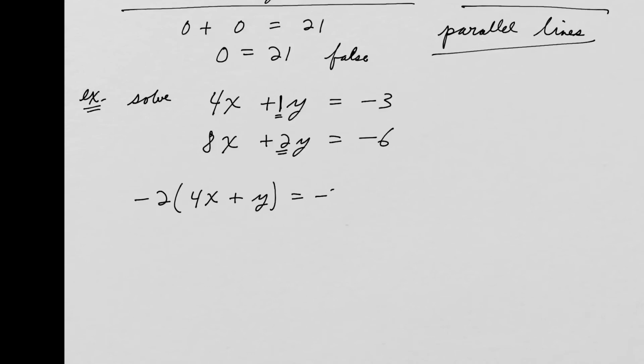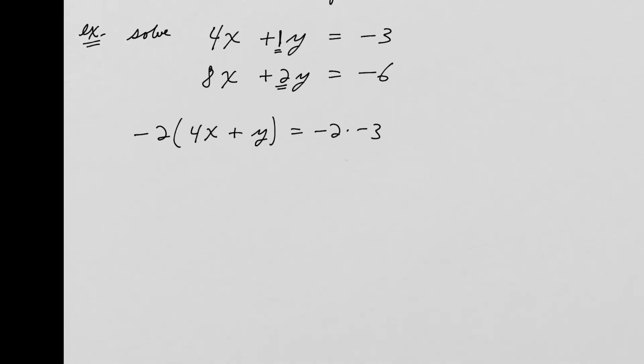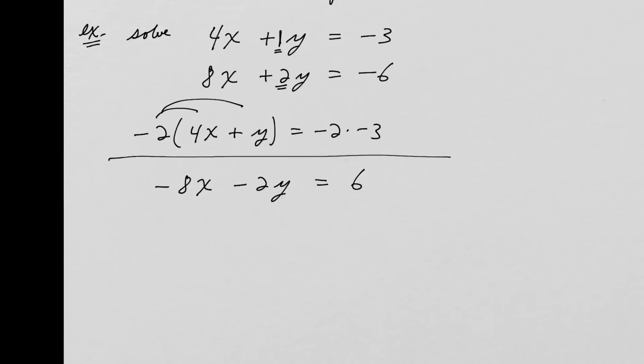And again, don't forget to multiply the right-hand side. It's an easy thing to forget. Both sides have to be multiplied by negative 2. You're not changing the equation, you're just rewriting it. So if I multiply by negative 2, negative 2 times 4x is negative 8x. Negative 2 times y is negative 2y, and that's equal to positive 6. And then the second equation, remember, it doesn't matter the order, so I'm keeping the same order. Second equation I'm just going to write underneath, so 8x plus 2y is equal to negative 6.